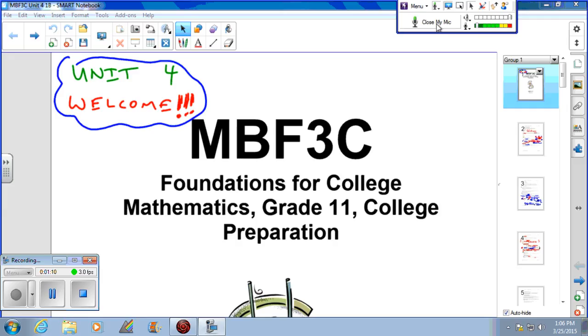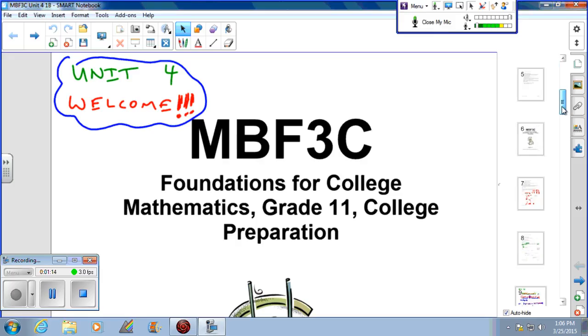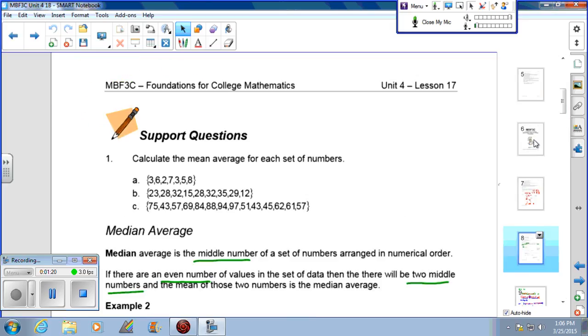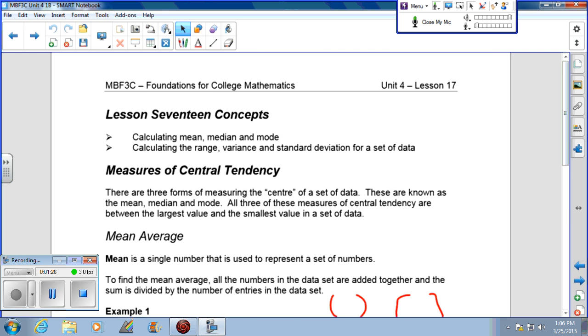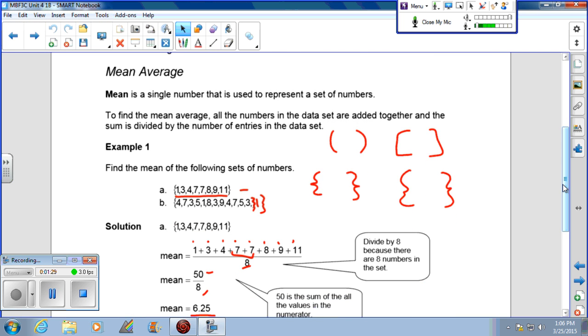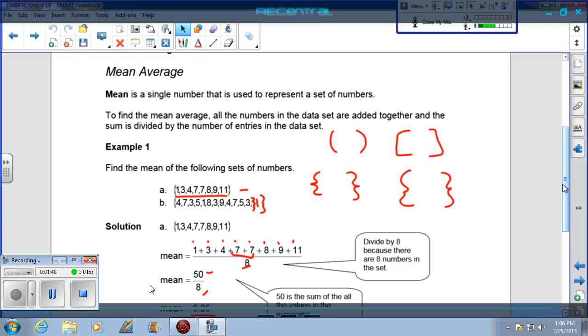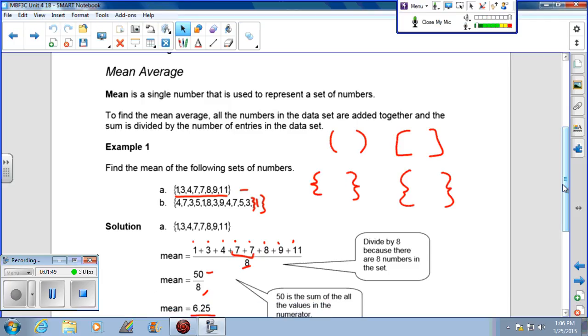So the first one we looked at yesterday was the mean, and the mean is also known as the average. I think you may have seen averages before. What you do to find the average or the mean is you add up all the values in the set of data, and then you divide by the number of values in the set. So if you have 5 items, you add them all up and divide by 5, and that gives you the average.